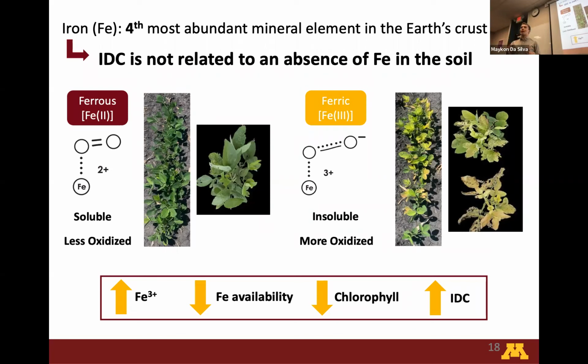The type of iron present in the soil solution is what determines availability for plant uptake and consequently the incidence of IDC. Soybean plants prefer to take up the reduced, more soluble form of iron, called ferrous iron. However, when iron becomes less soluble or more oxidized in the soil, which means it is in its ferric form, soybean plants cannot absorb it. Without a sufficient supply of iron, chlorophyll production needed for photosynthesis and all those other plant processes that I just mentioned are restricted, giving rise to IDC, which is a common symptom of iron deficiency.